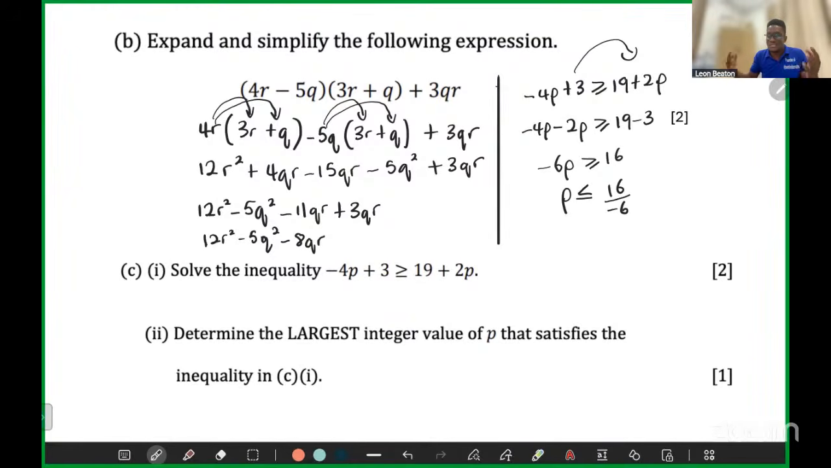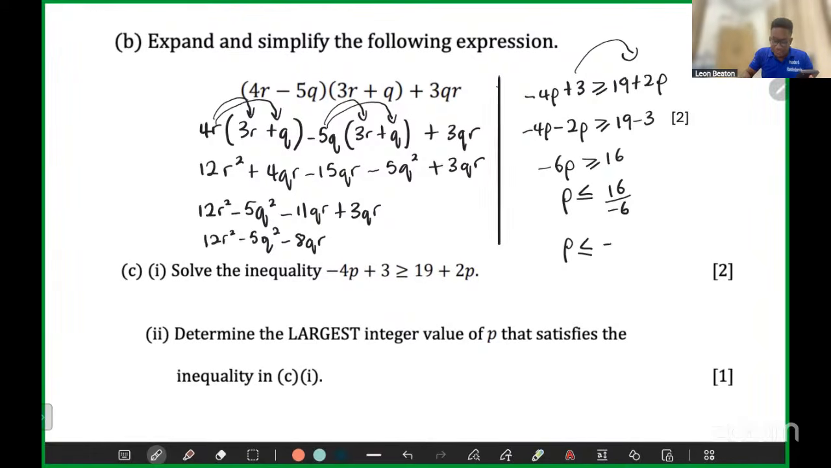And most times the questions don't come like this, but you never know your luck in your yearly exam. But this is something that you should know. So this will be p is less than or equal to 16 divided by negative 6. That would give us negative 2.67. Hence, that is the answer here. Negative 2.67.